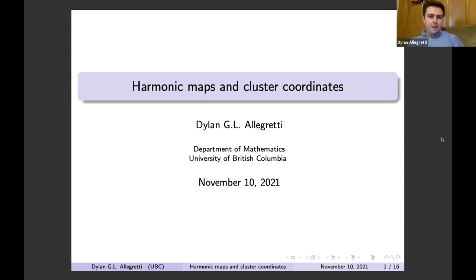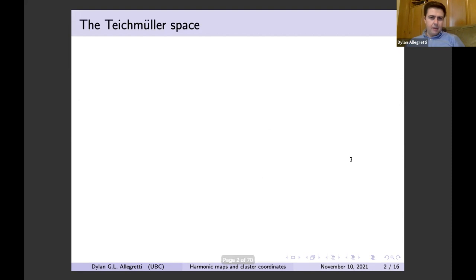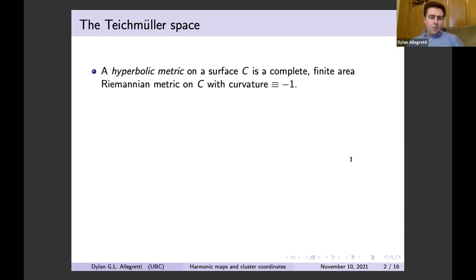So I'm going to be speaking about the connection between harmonic maps and cluster coordinates. And I'd like to begin by just giving a very basic overview of Teichmüller theory. In this talk, when I talk about a hyperbolic metric on a surface, I will always mean a complete finite area Riemannian metric on the surface with constant curvature -1.